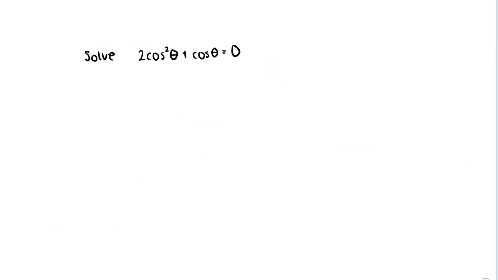So sometimes solving trigonometric equations requires borrowing ideas from algebra. Let's say I've got this equation here that I want to solve: 2 times cosine squared of theta plus cosine of theta is equal to 0. And you might look at this and notice it looks a lot like a quadratic equation, right? 2x squared plus x is equal to 0. And how would we solve this equation on the right?